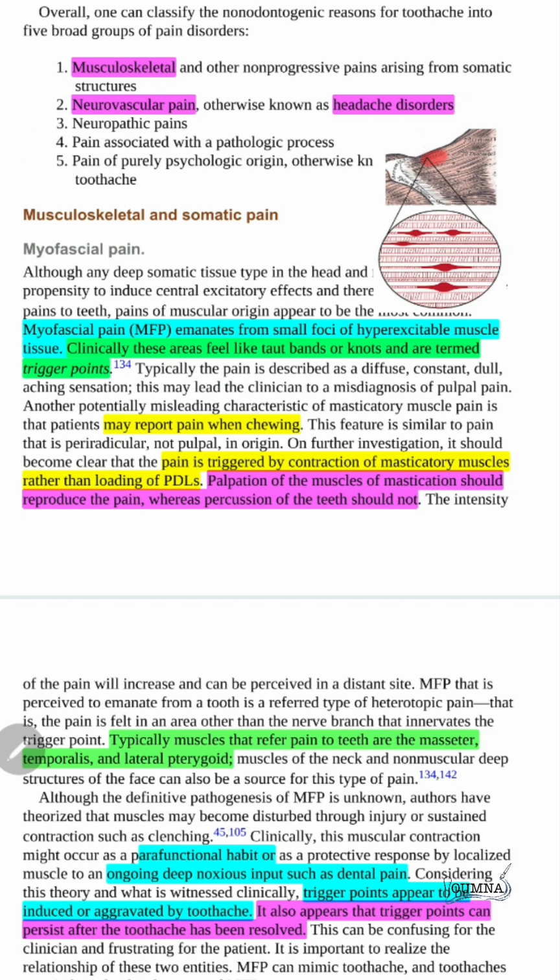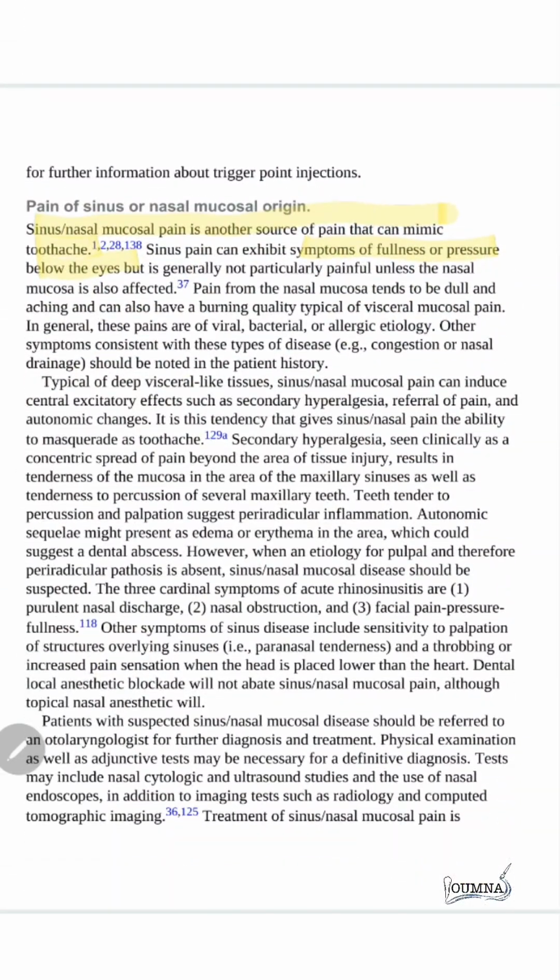When we discuss the cases, I think the picture will be more obvious on what the signs are that are related to the pain sensation of the muscle. So bear with me. Now let's talk in brief about the pain of sinus or nasal mucosal origin. This pain is another source of pain that can mimic toothache. The symptoms are fullness or pressure below the eye. We can trigger the pain to know that the source of it is the sinus by asking the patient to lower his head down, and this pressure will cause pain and tell us the diagnosis is of sinus origin.